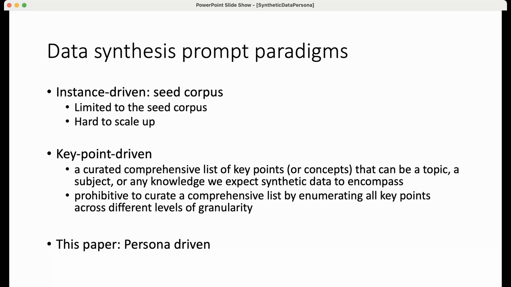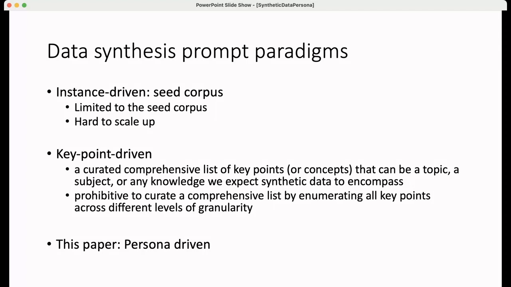One is instance driven, where you just feed a seed corpus to the LM, and then prompt it to generate more context or more content related to the seed corpus. But it's hard to scale up, and it really depends on the seed corpus that you fed to the LM to generate the synthetic data sets.